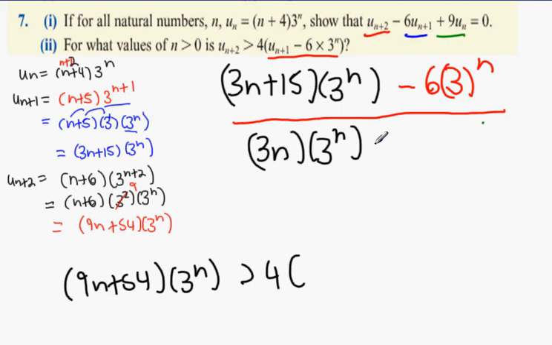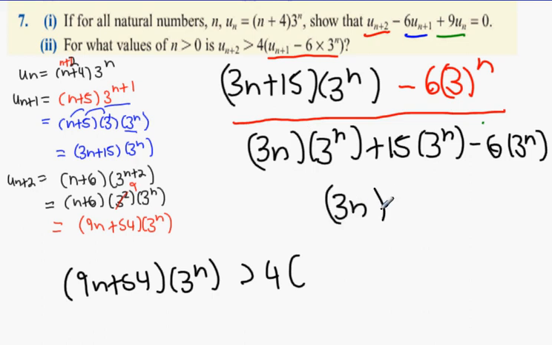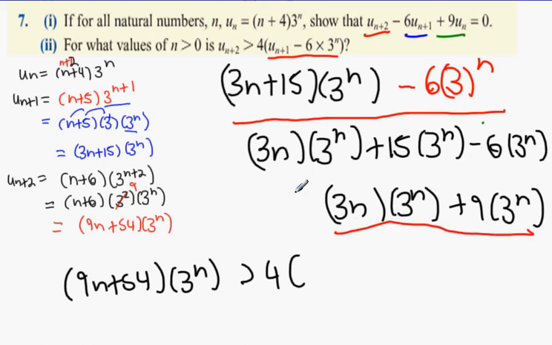15 by 3 to the n is going to be plus 15, 3 to the n, minus 6 times 3 to the n. No, I can't multiply them out, so excuse me. It stays as 3n, 3 to the n. And now it's going to be 15 minus 6 is what? 9, 3 to the n. So I'm going to put that in here now. So this is just the red part.